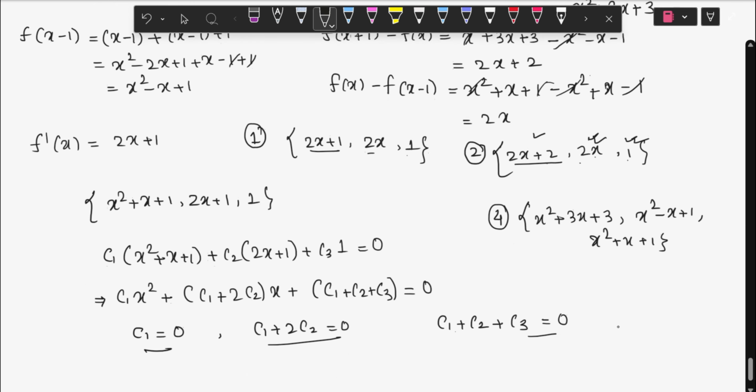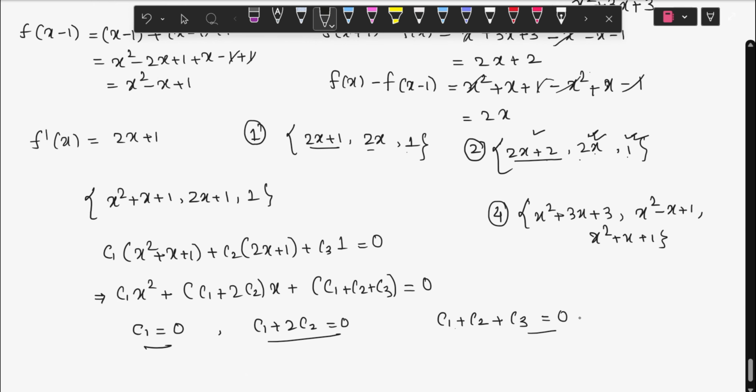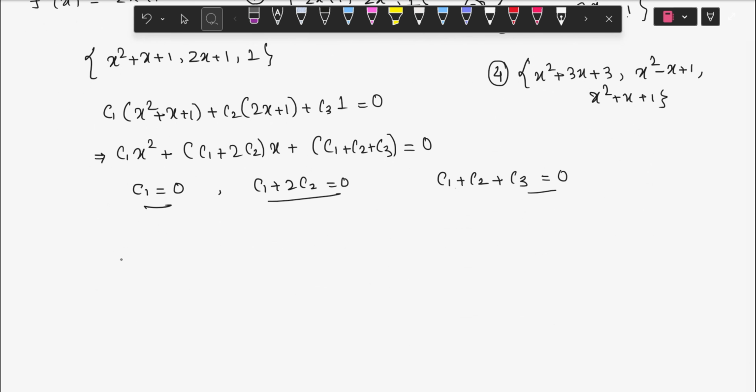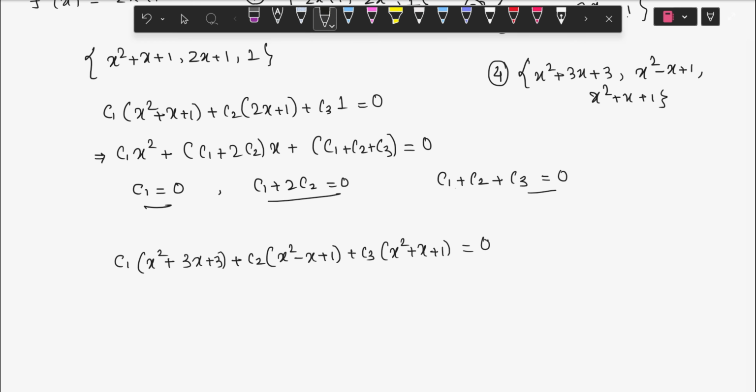Again, is this linearly dependent or independent? We cannot say that just by looking. We need to consider their linear combination. So let's consider their linear combination: c1 into x square plus 3x plus 3 plus c2 into x square minus x plus 1 plus c3 into x square plus x plus 1. This is equal to 0.